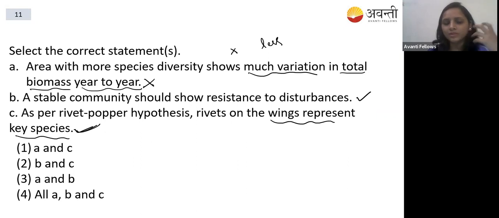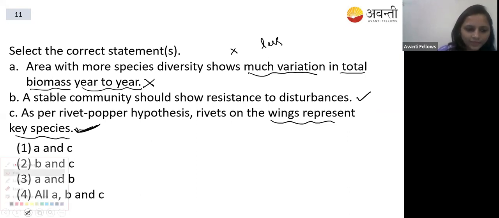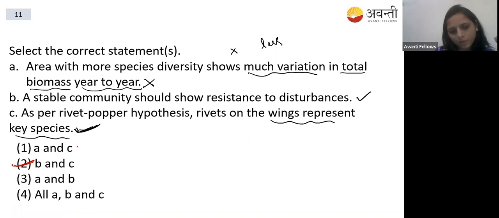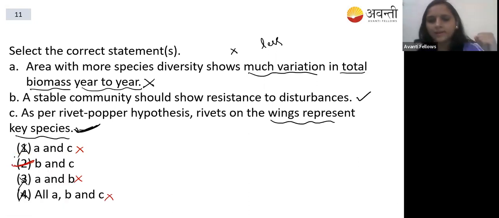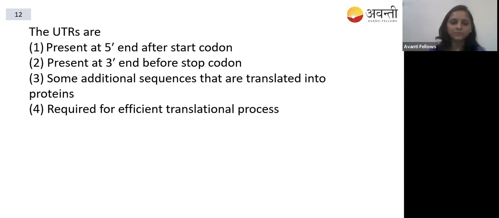Whenever the key species becomes less over time, it will cause instability in the environment. So option C is also a correct answer. So the correct answer is options B and C, that is option 2. Option 2 is the correct answer, whereas option 1, option 3 and option 4 are wrong options. Okay, fine. So let us go to the next question.